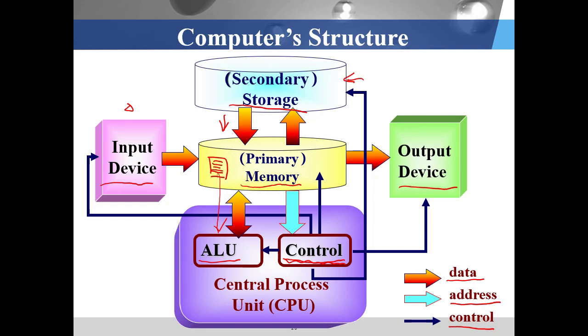After the calculation, the control unit will send out the command to the main memory and ask the main memory to move the data to the output device. And then you can see your output. So this shows you the basic structure of the computer, and it also shows you how the computer actually works. In the next video, we are going to show you how the CPU works.